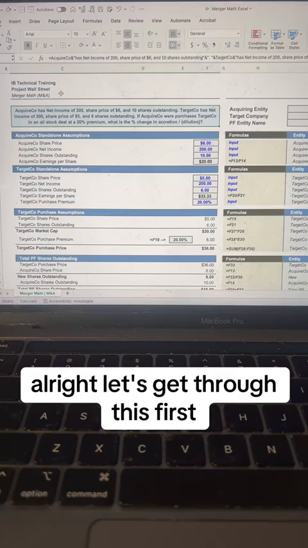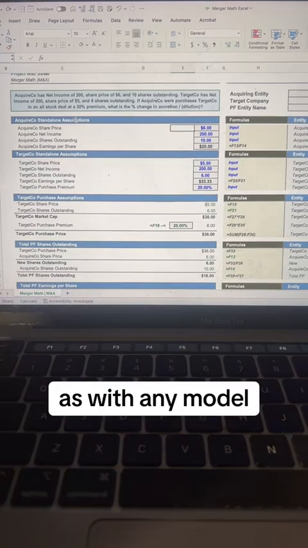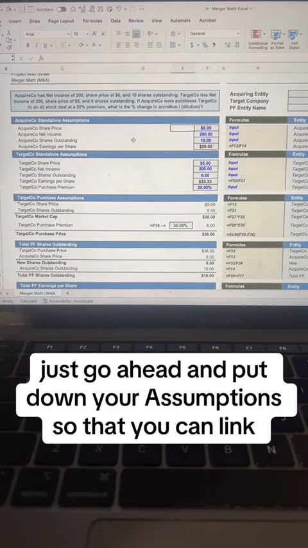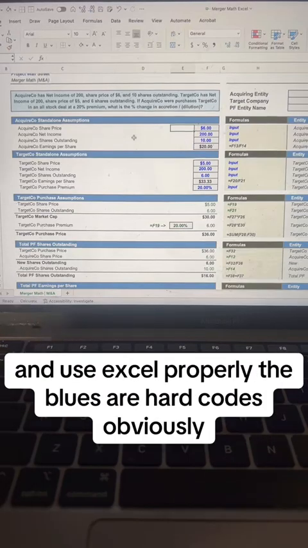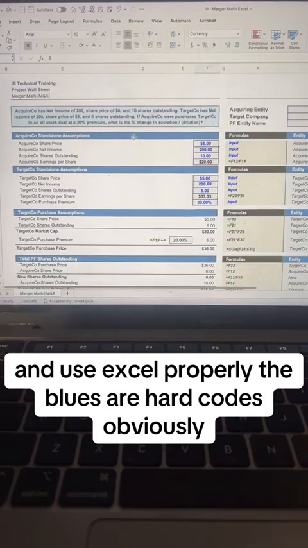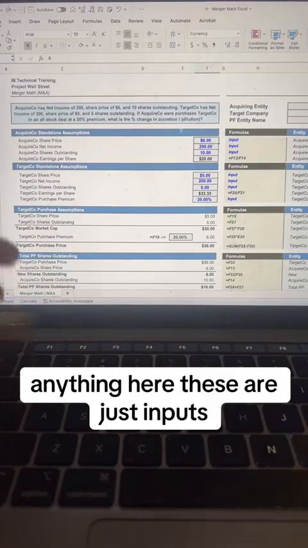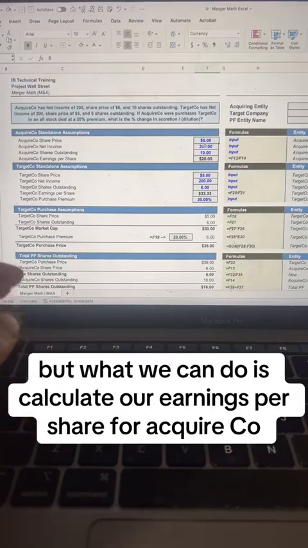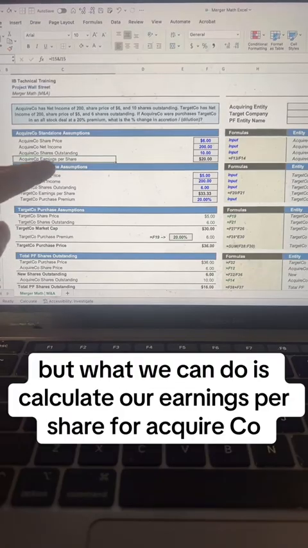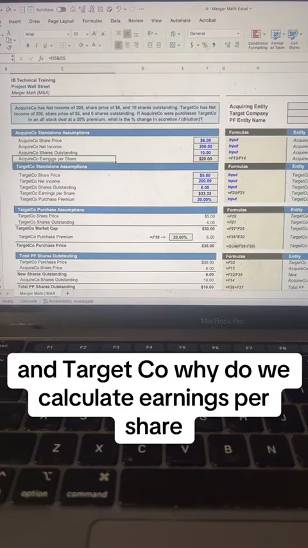All right, let's get through this. First, as with any model, just go ahead and put down your assumptions so that you can link and use Excel properly. The blues are hard codes, obviously. Anything here, these are just inputs, so they're not formulas. But what we can do is calculate our earnings per share for Acquire Co. and Target Co. Why do we calculate earnings per share?